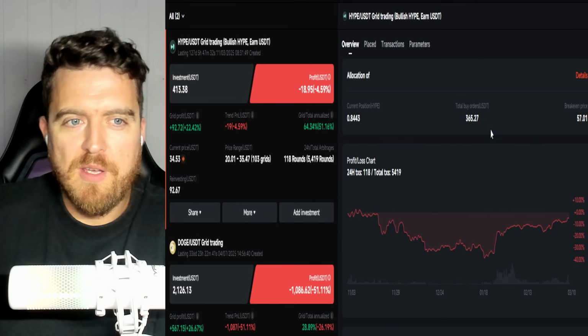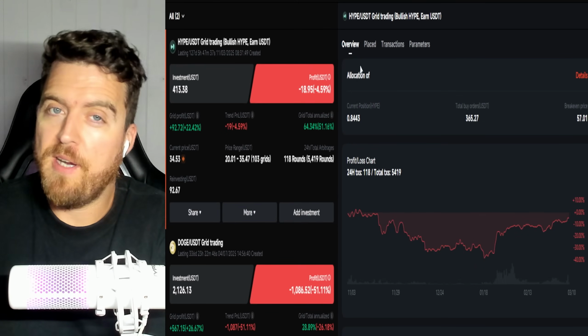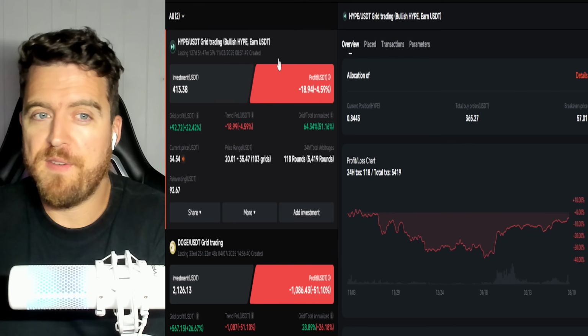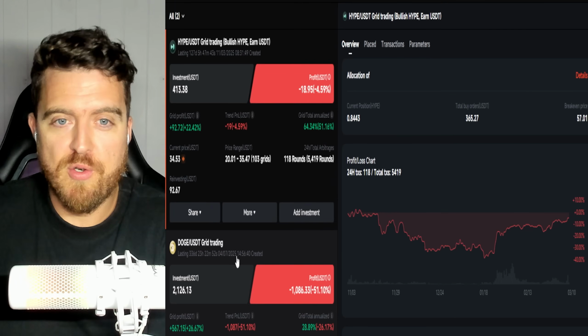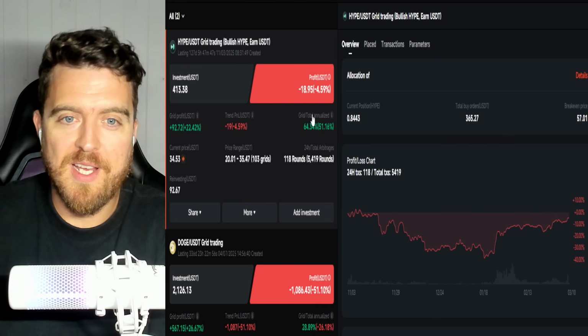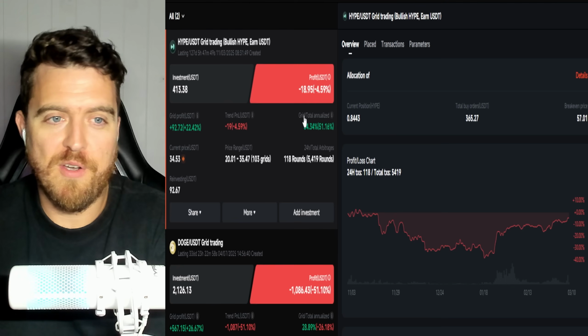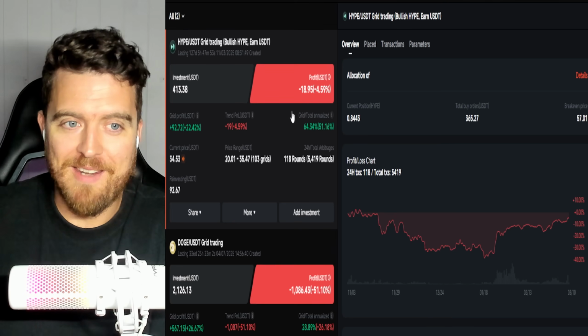So right now we're looking at a couple of the bots that I have running currently. Up top we have a HYPE/USDT grid trading bot and a DOGE/USDT trading bot. And it's pretty self-explanatory, right? You can see the profit and loss over here. You can see the grid plus the total annualized. So this is where we talk about timing and time in right now.